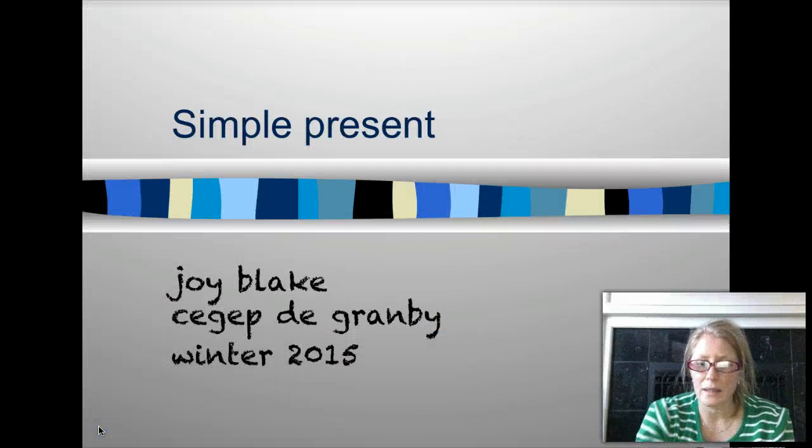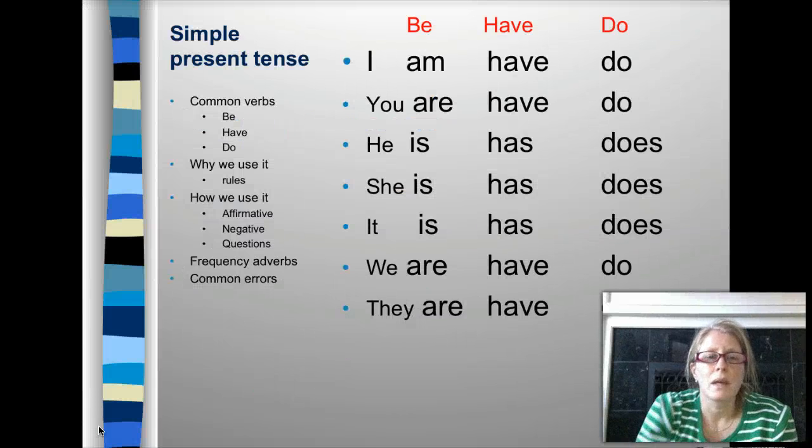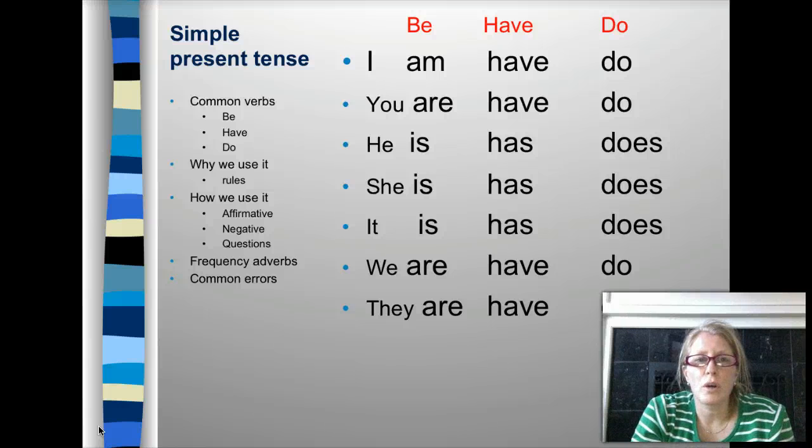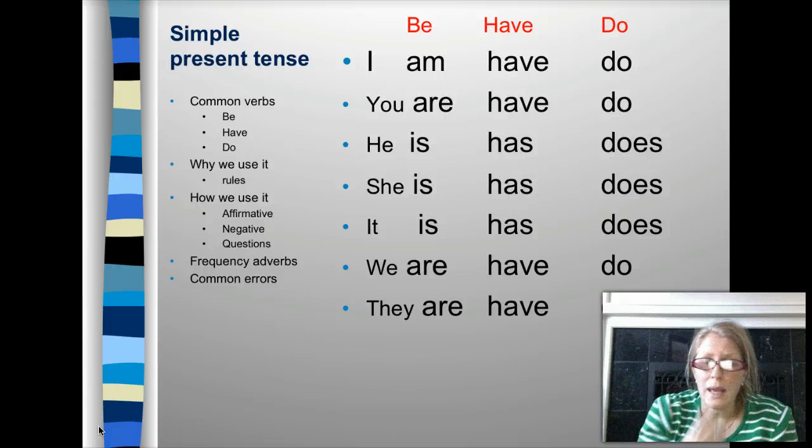Today we're going to look at the simple present verb tense. So we'll look at the most common verbs, be, have, and do, why we use the simple present, how we use it, some frequency adverbs that indicate to us when to use it, and also some of the common errors that people make when they're using the simple present.